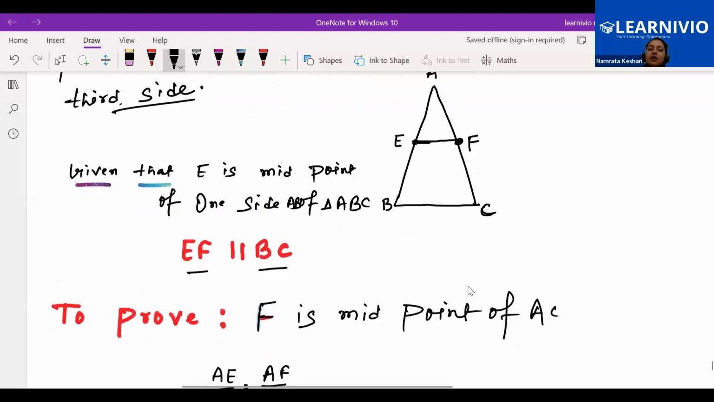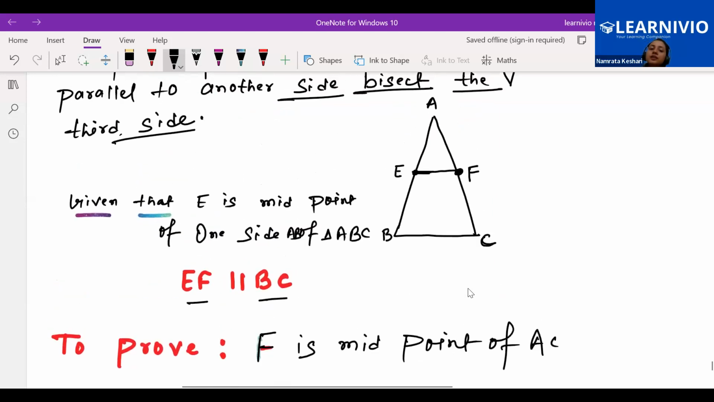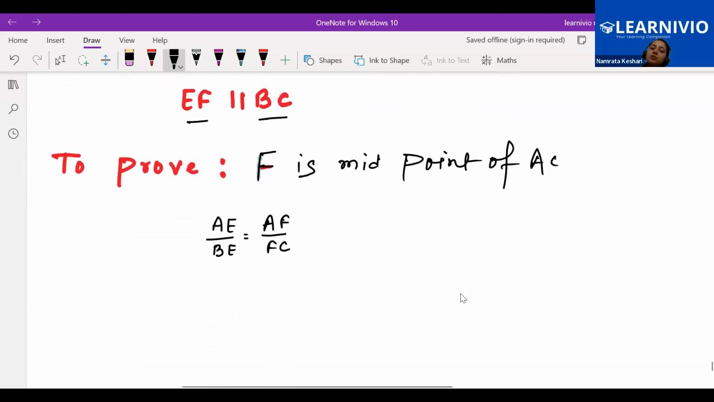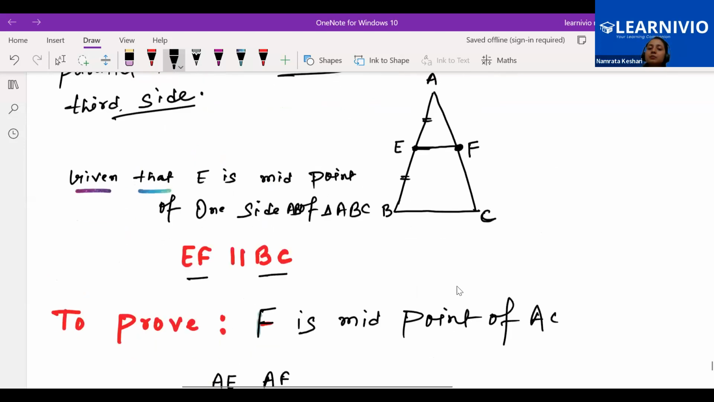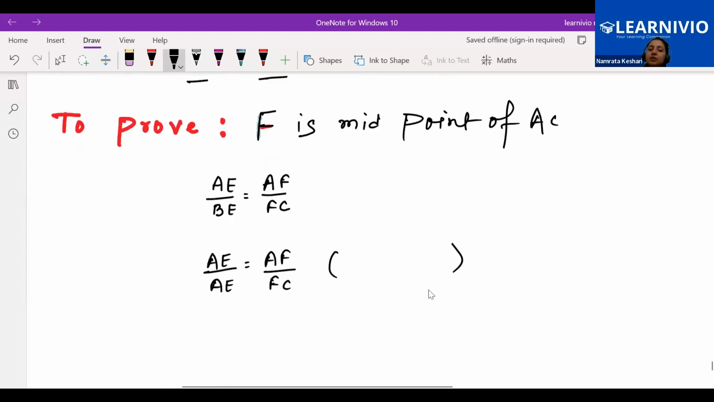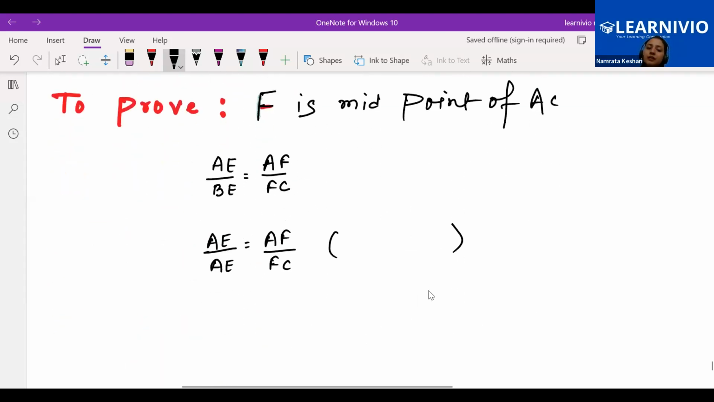Yes. Okay, and now here it is given that E is the midpoint. So AE and BE both are the same. We can replace it like this: A, and in the place of B also we can write A, right? Because both are the same. Here we will write in bracket: since E is the midpoint of AB, so AE and BE both are the same.